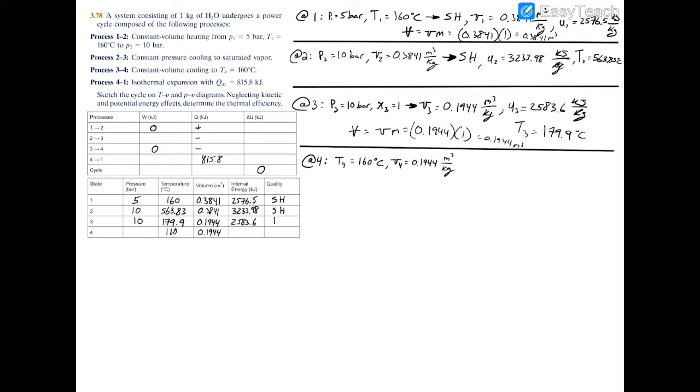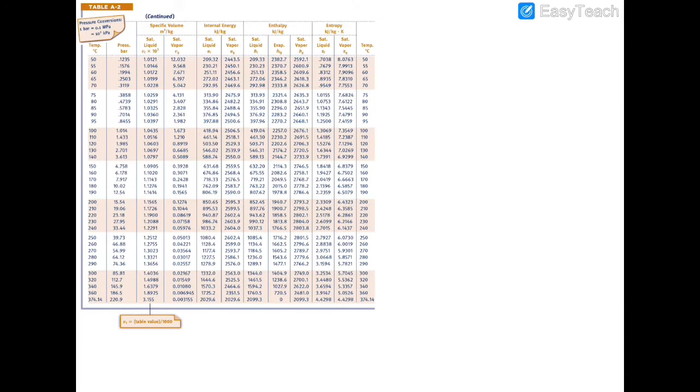All right, so now with these two values, we can go into our properties table. Let's start at the saturated table. At table A2, if we go to 160 degrees Celsius, we have a saturated liquid specific volume of 1.102 and a saturated vapor specific volume of 0.3071. So we have a specific volume of 0.1944, which is in between these two numbers. Therefore, we are working with a two-phase mixture. So let's find the phase status of this two-phase mixture.